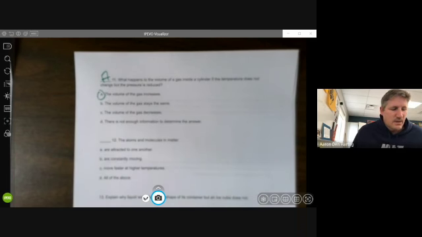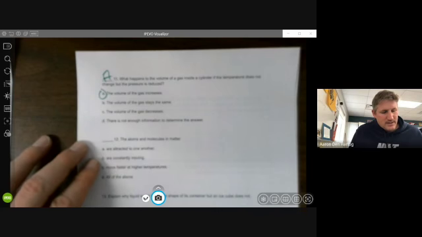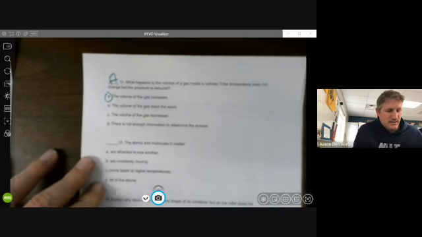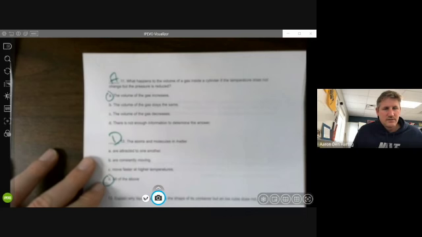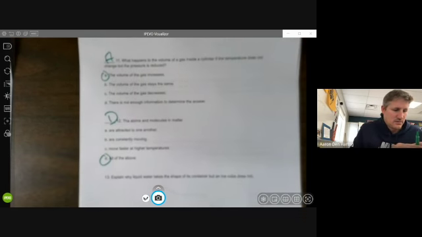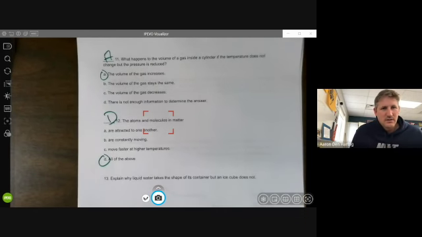The atoms and molecules in matter are attracted to each other, are constantly moving, are moving faster at higher temperatures, or D, all of the above. They do all of those things.